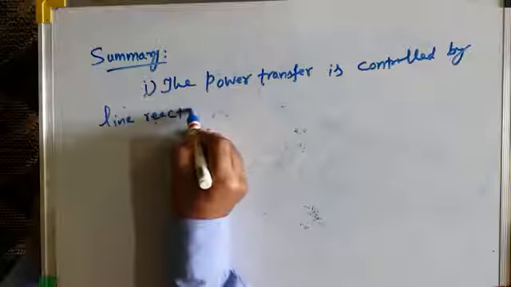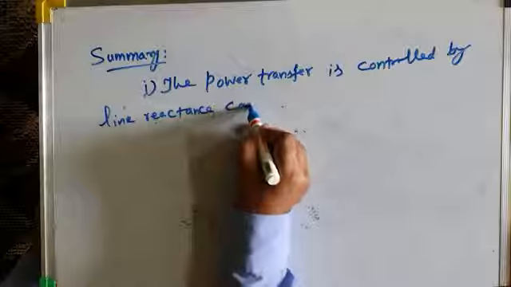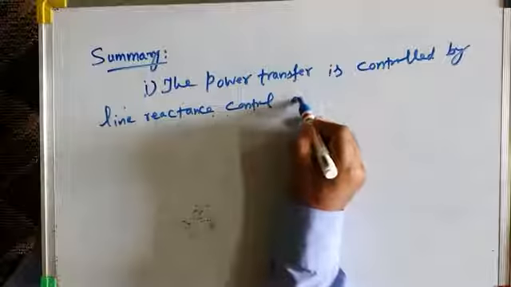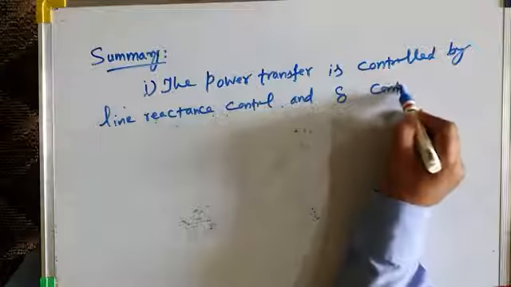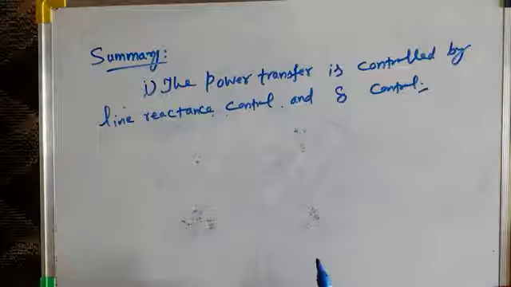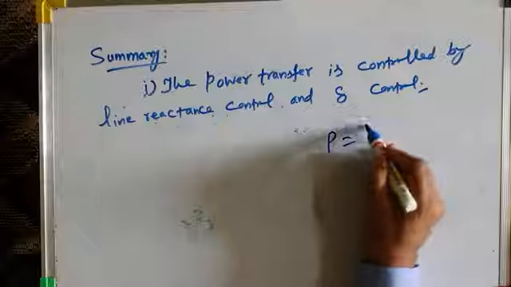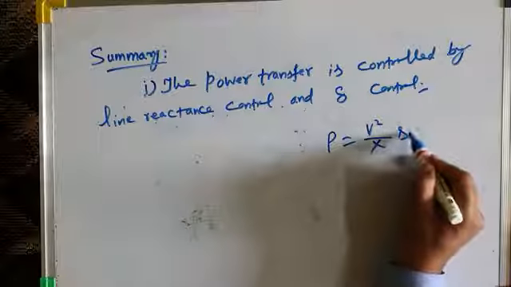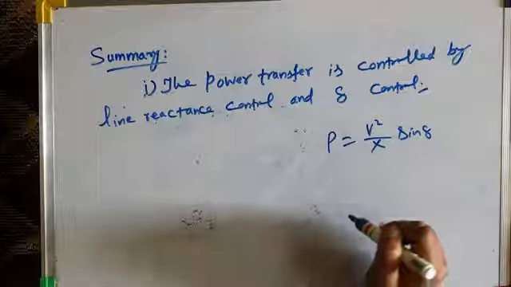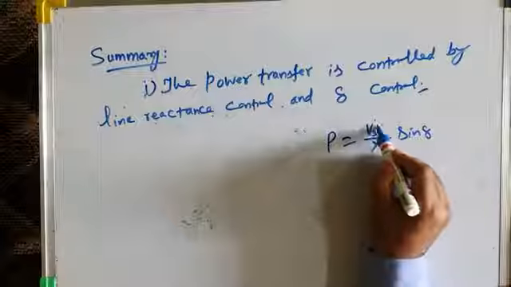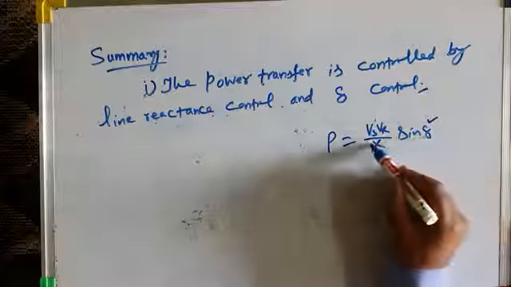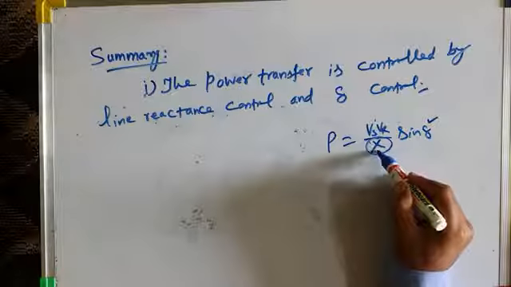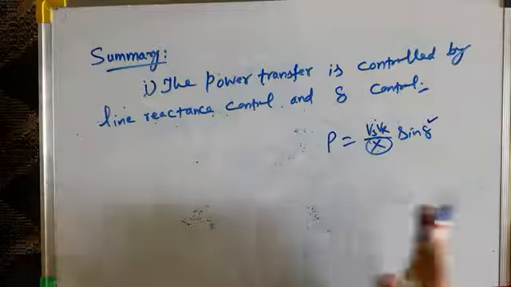control, and delta control, that is transmission angle control. Because P is equal to V square by X sine delta, voltage is generally constant, or it may be Vs into Vr by X sine delta. So if you are able to change delta, if you are able to change line reactance, you can control the active power flow over the transmission line.